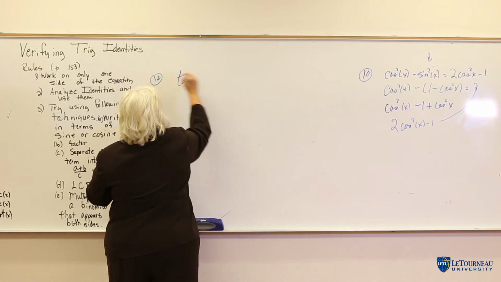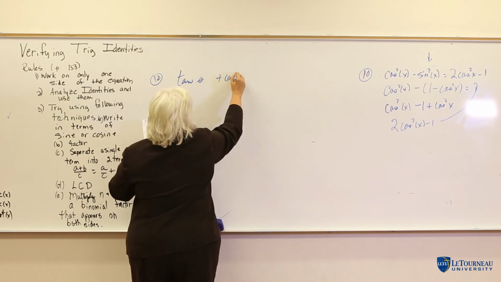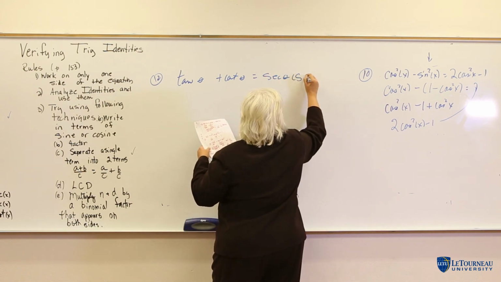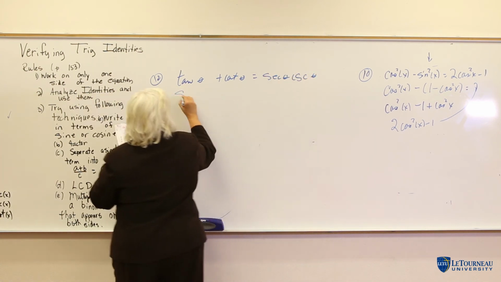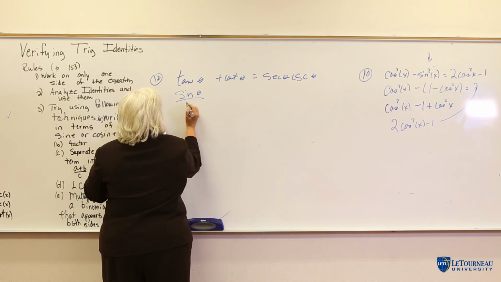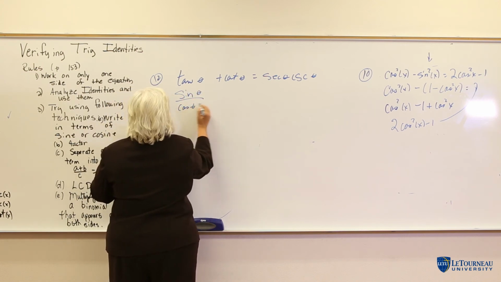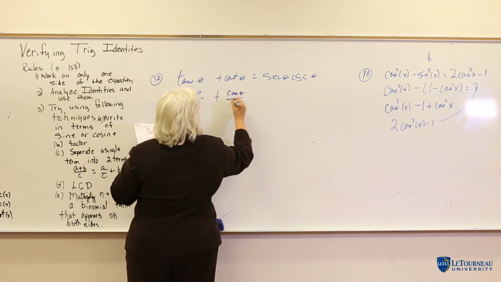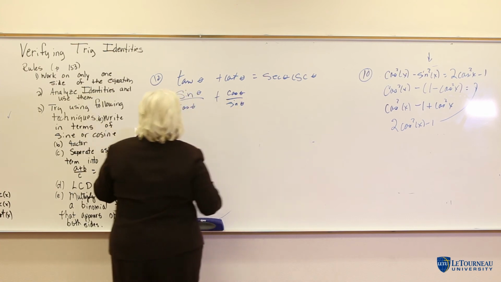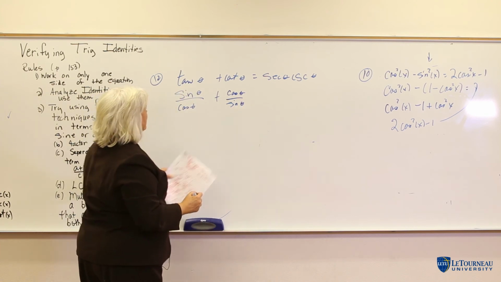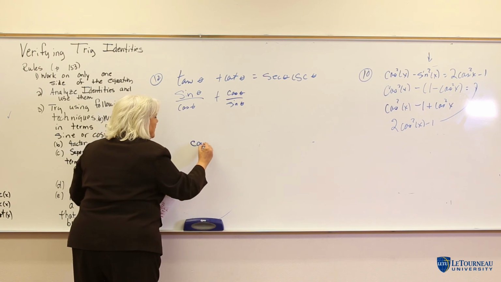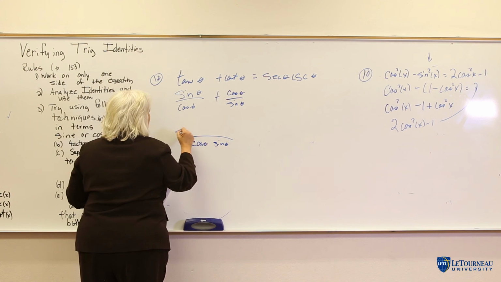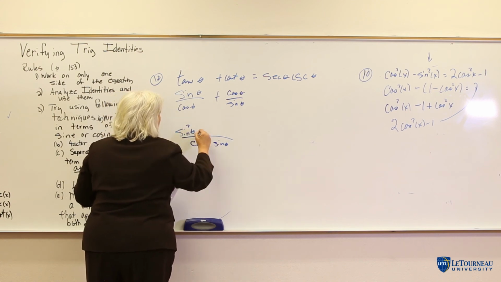This is 12. Tan theta plus cotan theta is equal to secant theta cosecant theta. Identities, go to your identities. Sine theta over cosine theta plus cotan is cosine theta over sine theta. Then at that point, remember that that is a fraction. I have to have a common denominator, and that common denominator is going to be cosine times sine, which means I have to multiply that times that, and that times that.